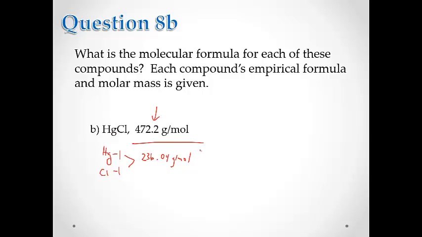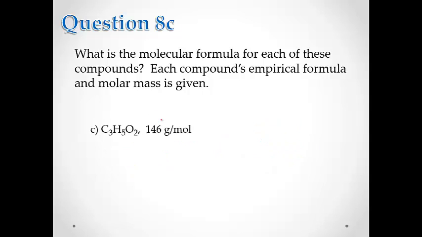So we're going to divide the experimental molar mass by the molar mass of the empirical formula. And what I see is I get a number that's pretty close to 2. So it's going to be a multiplier of 2. So the actual molecular formula of this one is going to be Hg2Cl2. And there's my final answer in that one.